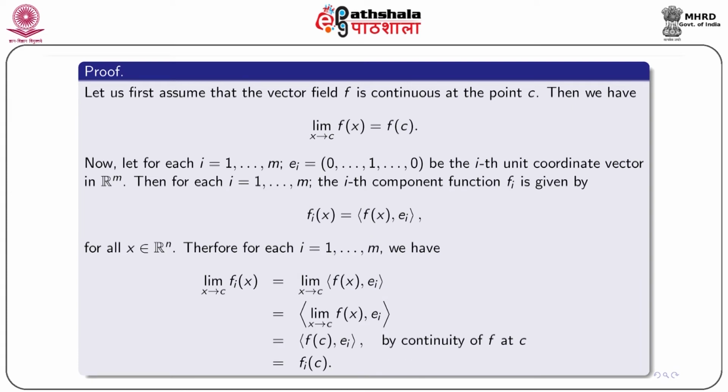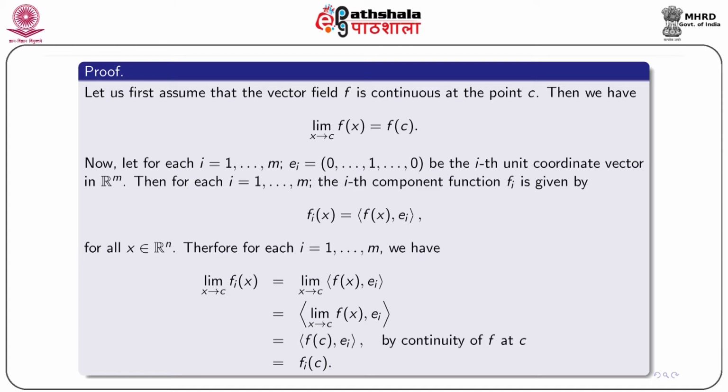We give the proof. We first assume that the vector field f is continuous at this point c. Then we have limit as x tends to c of f(x) equal to f(c). Now, for each i running from 1 to m, let ei denote the ith unit coordinate vector in Rm. Then for each i, the component function fi can be expressed as fi(x) equal to inner product of f(x) and ei for each x in Rn.